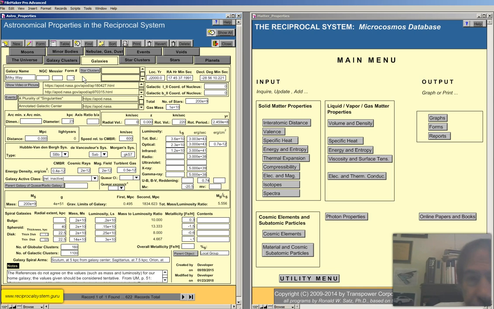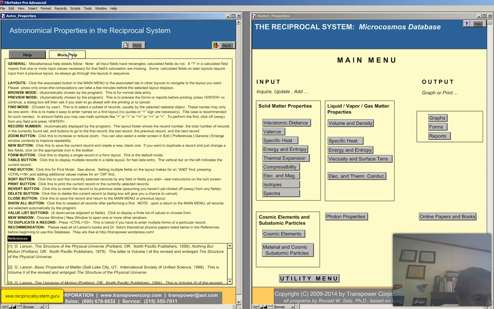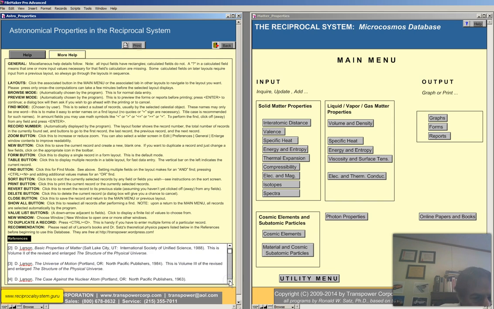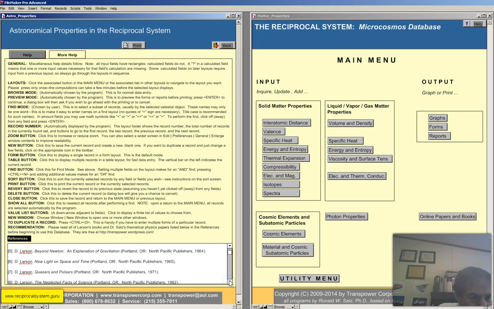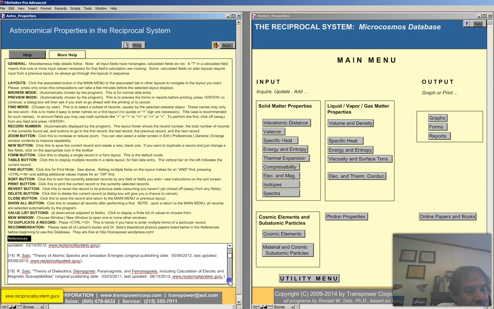By the way, let's just take a look at the references. So let's go to Help. I'm going to go to More Help here. And here are the references down here. I'm just going to scroll through to show you what's involved. Lots of references to Dewey B. Larson, who was my mentor, then, of course, to myself and previous papers.